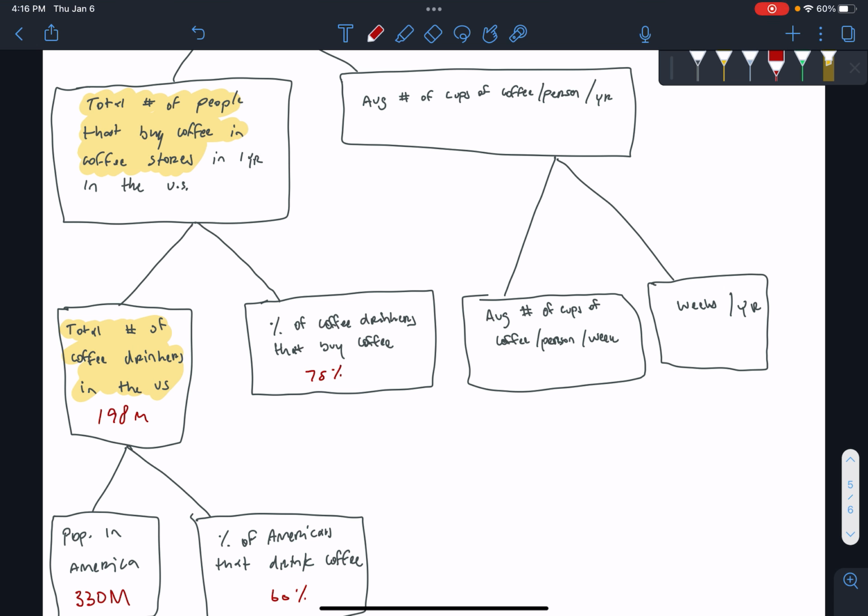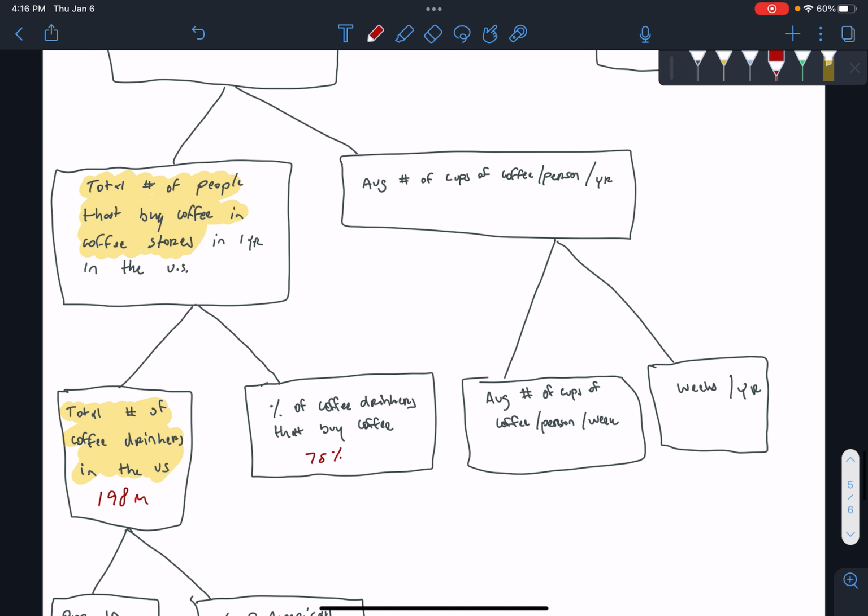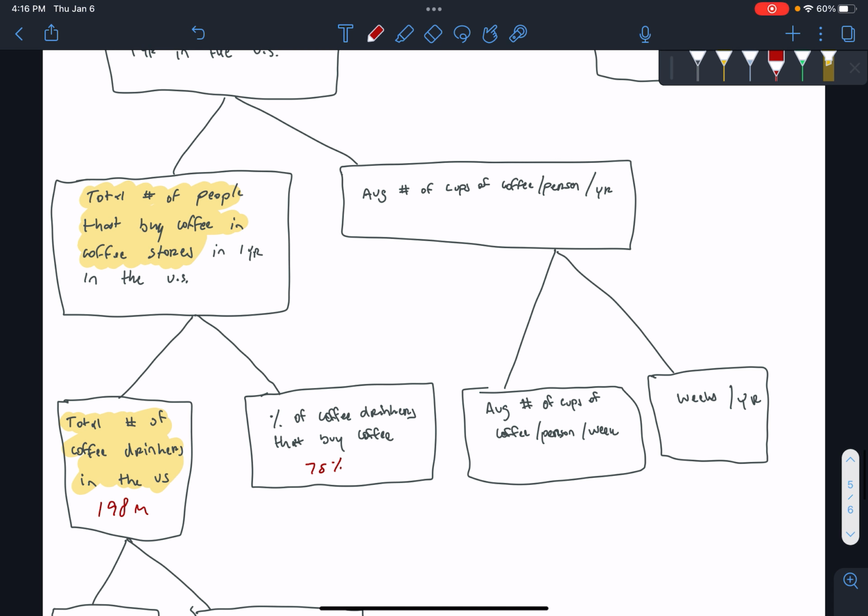So we have a total number of coffee drinkers in the US, that's 198 million. And then we have our percentage of coffee drinkers that buy coffee, we're going to estimate 75%. And so when we do that together, we have 148.5 million.